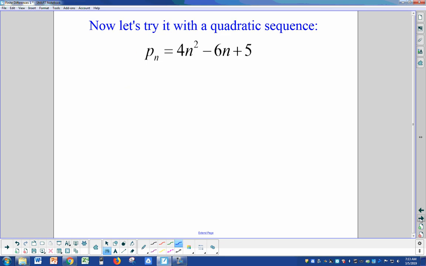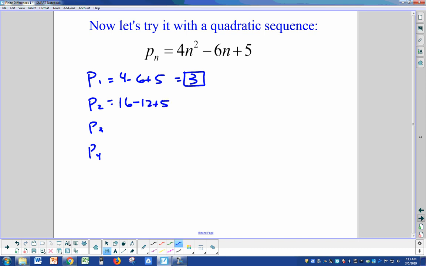In this case, we're going to look at a quadratic sequence. So the first thing I'm going to do is write out a few of these terms: P1, P2, P3, P4. And let's see what those are. If we just plug in a 1 for n, we end up with 4 minus 6 plus 5, which would be 3. So I'll just write a 3 there and box it. Okay, if we do P sub 2, then this would be 4 times 4, or 16, minus 12 plus 5. And of course, there you end up with 9.